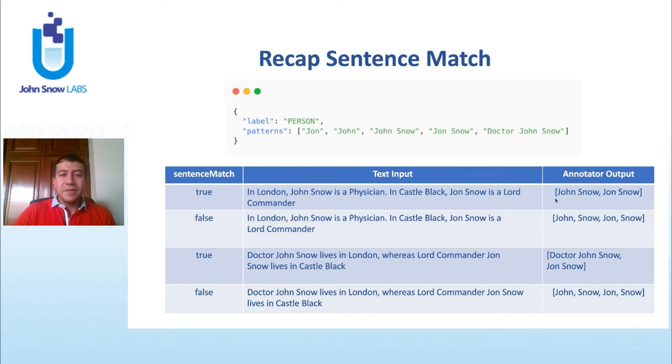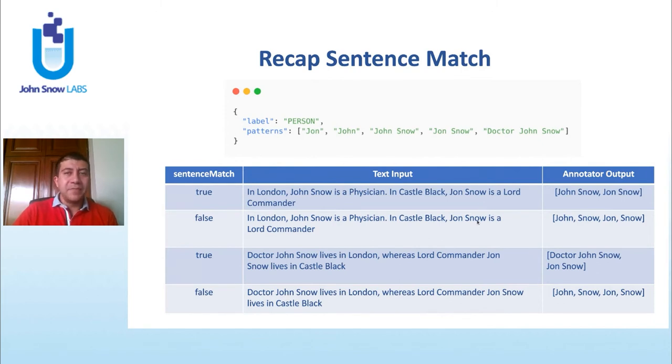And as you can see, we have the output that we desire. If we have defined this as false, it will go to each token. So it will be from in London, John, only John, then only the token Snow, and so on. So we will have only output for a single token, right? So as you can see, the annotator is smart enough to filter overlapping multi-tokens.